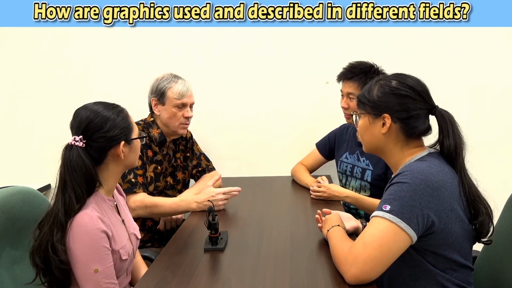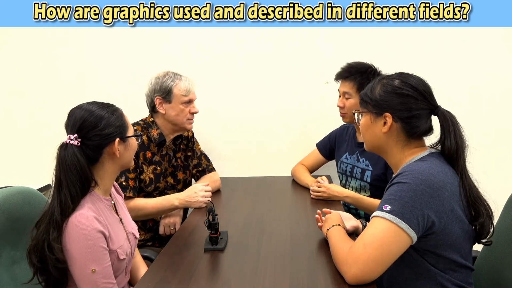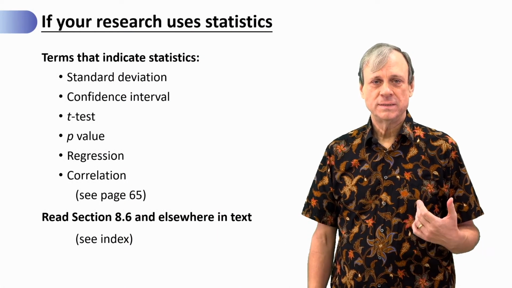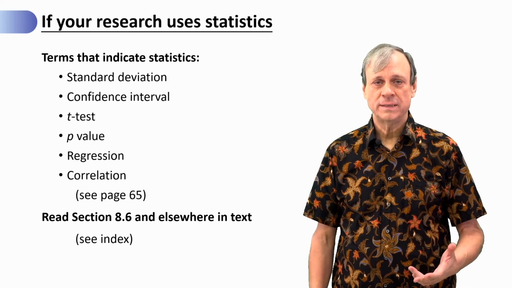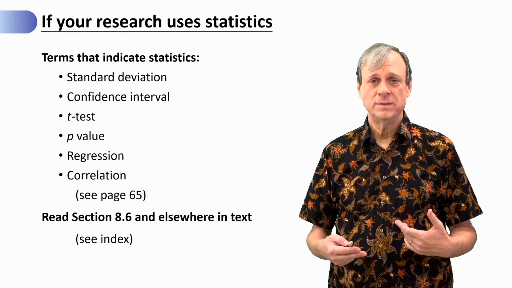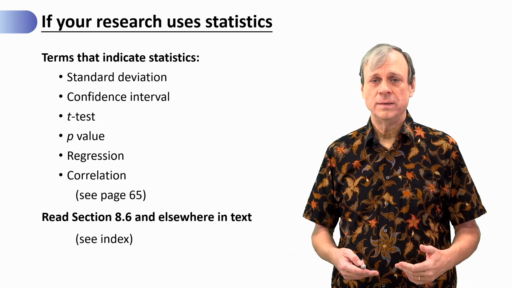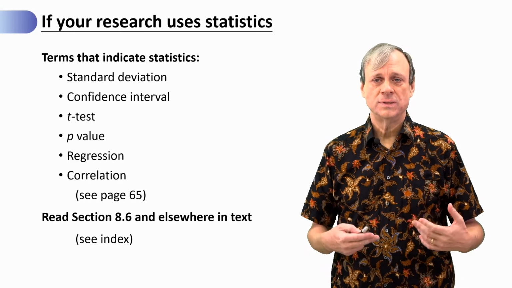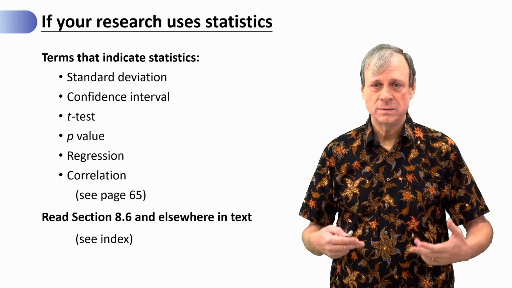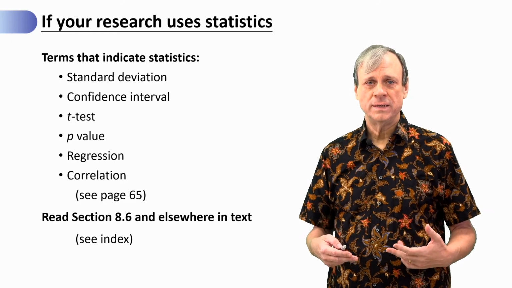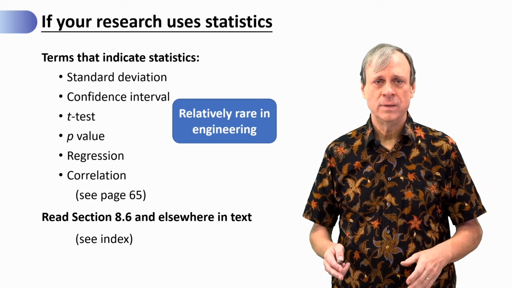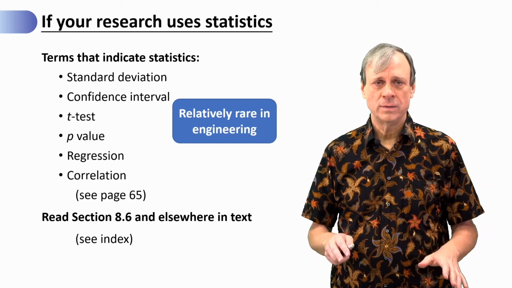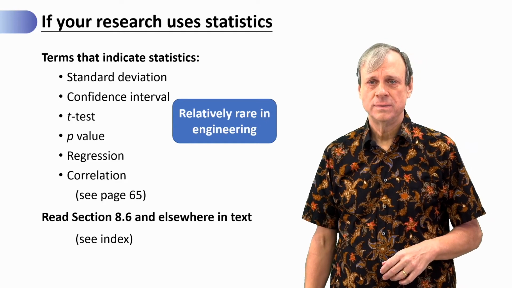Okay, good. Well, I think that's probably enough for graphics, and then next week we'll finish up. If your research uses statistics, it's important to pay attention to that, to read section 8.6 in the text and other places that you can find listed under statistics or statistical in the index. These are some terms: statistical, standard deviation, confidence interval, others that will indicate statistics. They're not very common in engineering, so I'm not going to talk about them here. But again, if it does apply to your article, please pay careful attention to those.